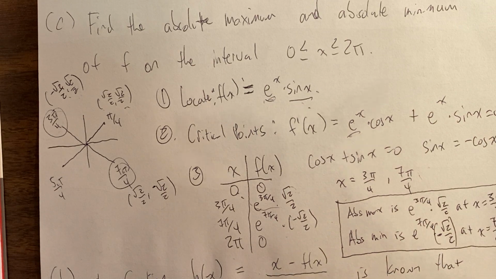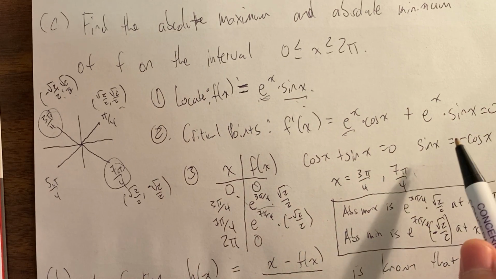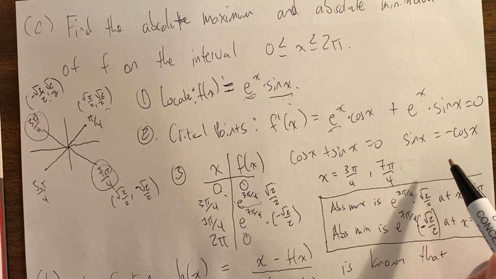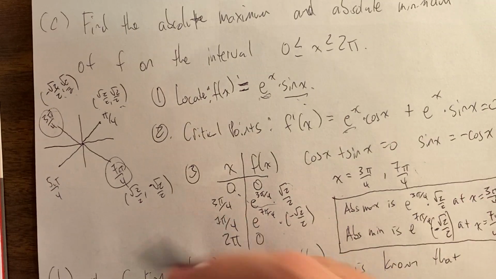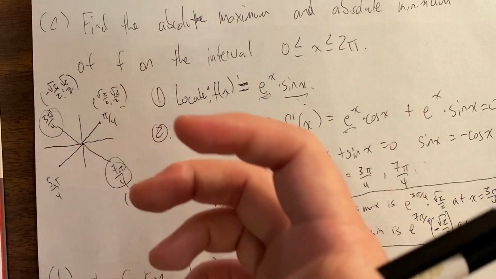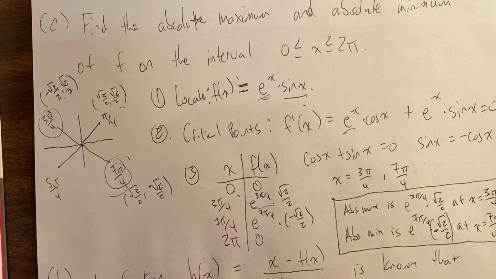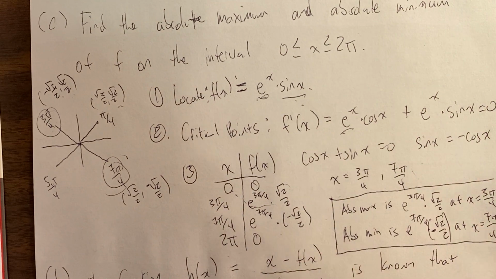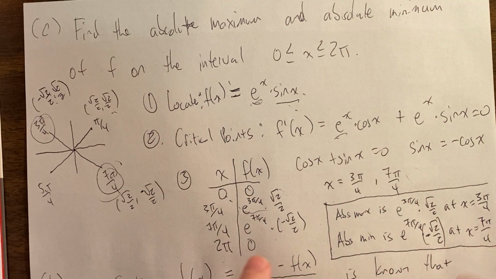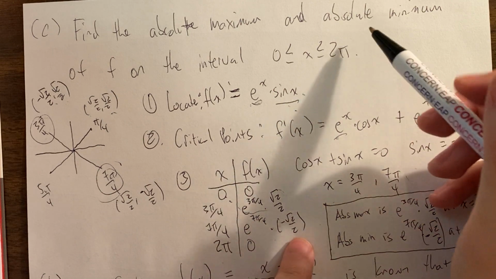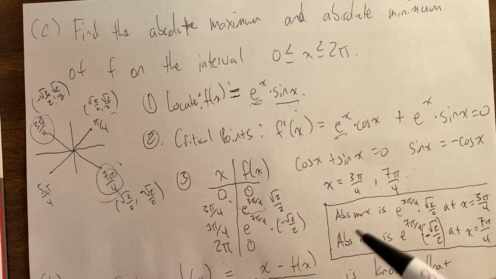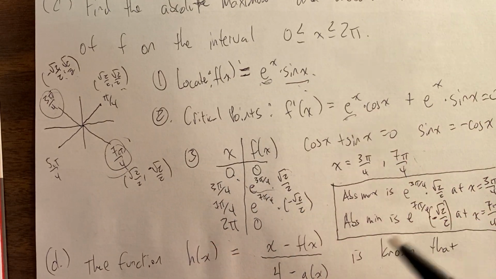Keep in mind, though, that there's actually an infinite number of angles that satisfy this equation. So, for example, negative pi over 4 is the same thing as 7 pi over 4 on the unit circle, so that would have also been a zero, a critical point. But we are only dealing with critical points that fit within our interval, so that's why we did not have to consider negative pi over 4.